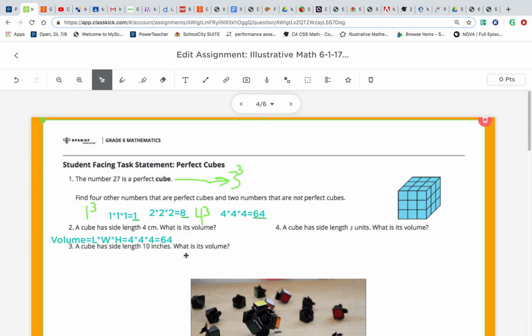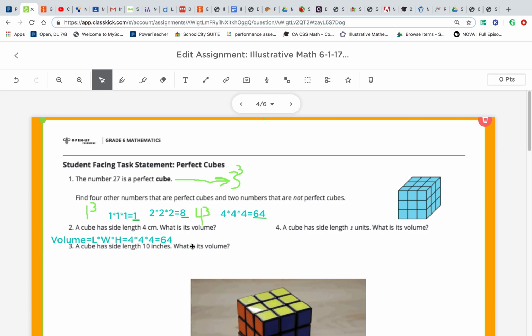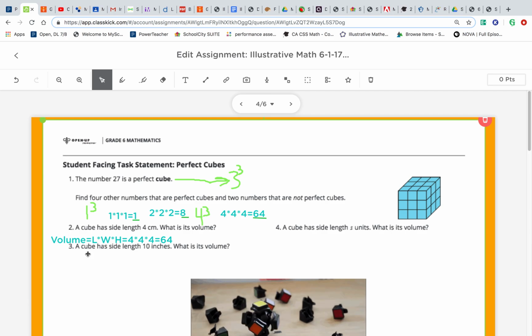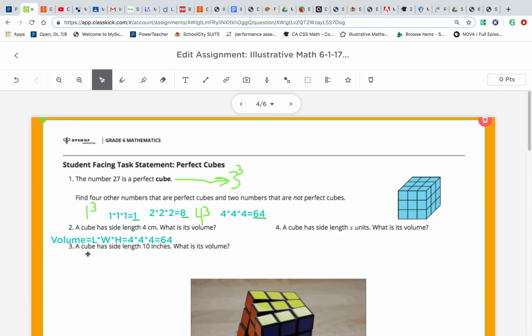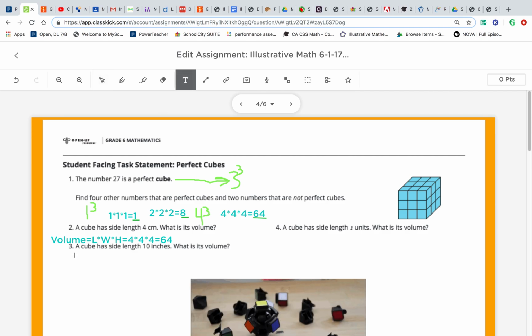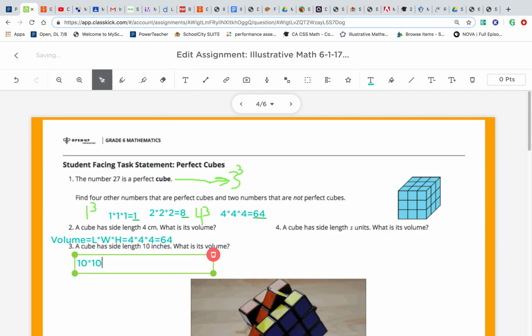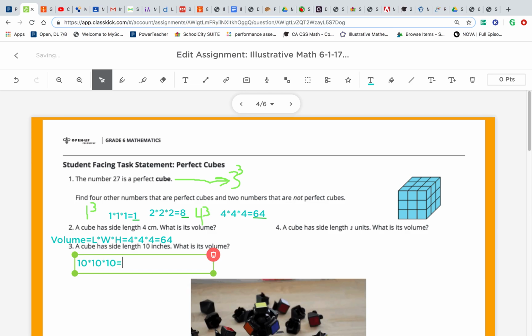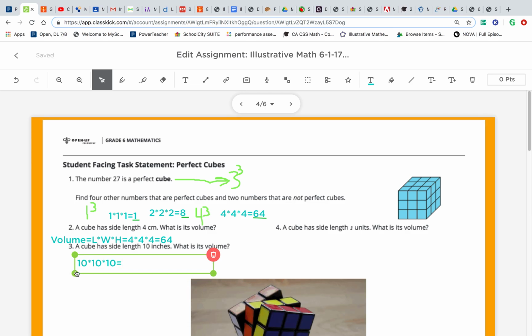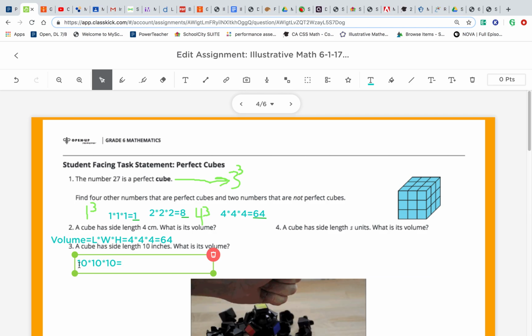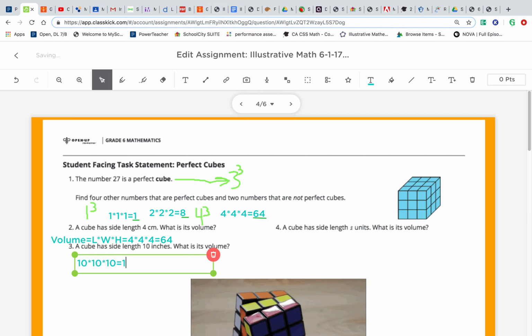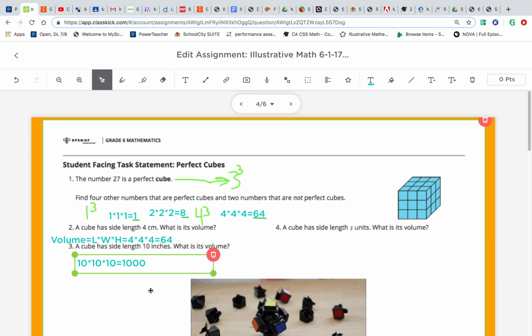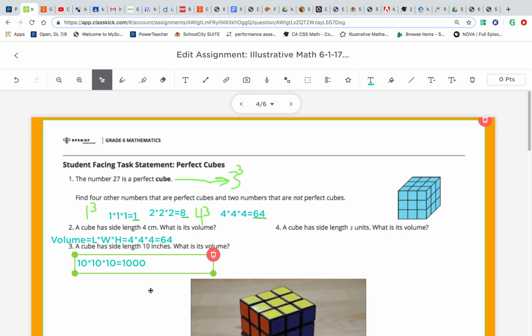A cube has side length 10 inches. What is its volume? Again, it's a cube, so we know that length, width, and height are all the same. They're going to be 10, 10, 10. So we can just do 10 times 10 times 10. When you're multiplying times 10, all you have to do is multiply 1 times 1 times 1, which is 1, and then count the zeros. 1, 2, 3 zeros, it's 1,000. You can think about it the other way: 10 times 10 is 100, and then 100 times 10 is still 1,000. So 1,000 is going to be the volume.